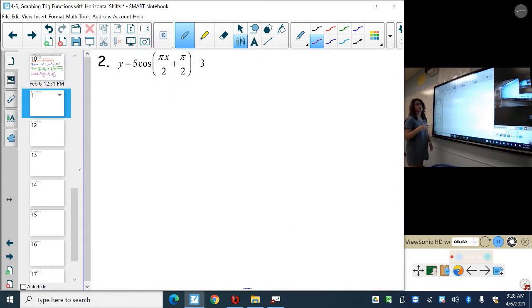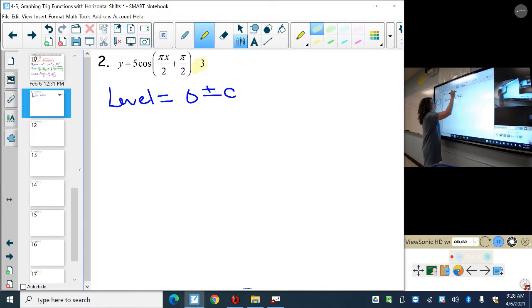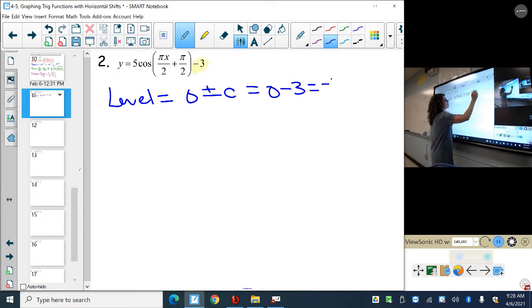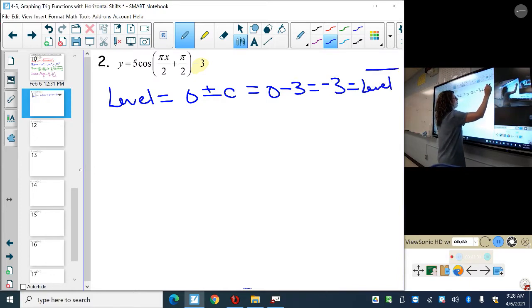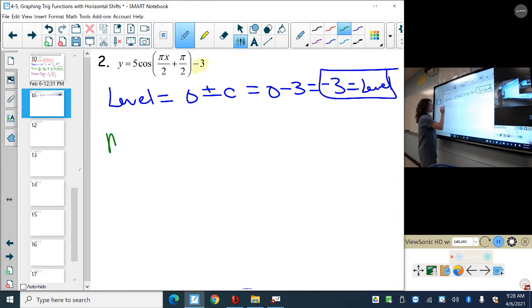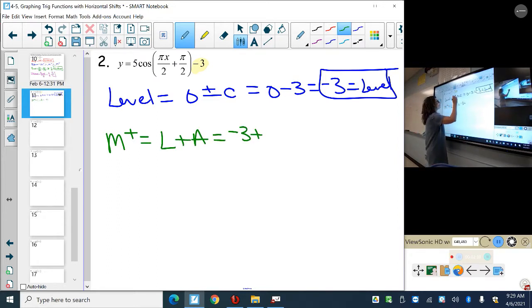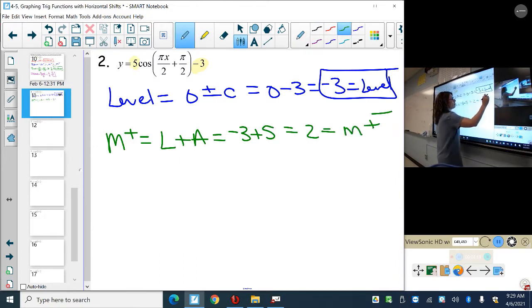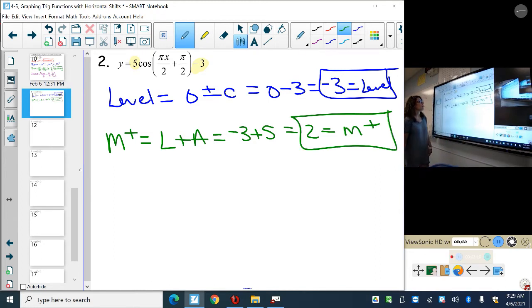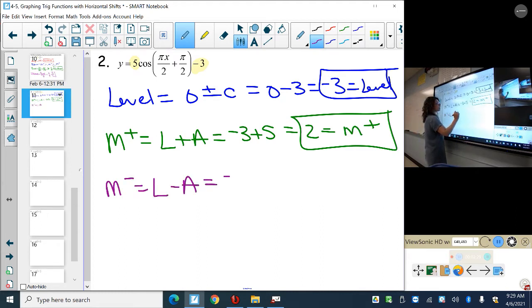The next thing we're going to do is find our level. Our level is going to be equal to 0 plus or minus c. This is your c, so therefore it's going to be 0 minus 3, which is negative 3 as your level. Then we're going to find our maximum. That is your level plus your amplitude. Your level is negative 3. Your amplitude is 5. So this is going to give me a 2 as my maximum. Then we're going to find our minimum. Our minimum is going to be our level minus our amplitude, so that's negative 3 minus 5, which is negative 8.